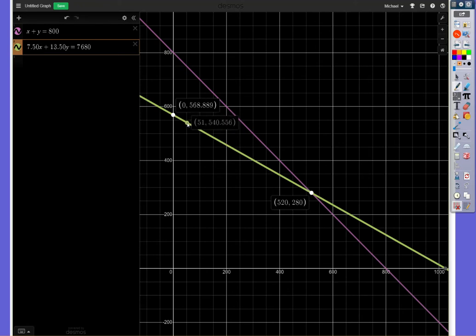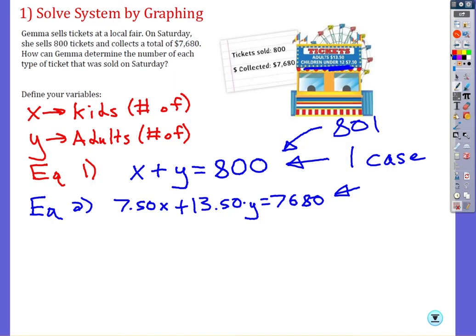800. And excuse me, I misspoke here. You could have 52 kids and 540 adults. That would make you the amount of money that you wanted, but as you can see here, if I can get back to that point, 52 plus 540 does not equal your total attendance of 800. So only this point satisfies the attendance requirement, this purple line, and the money requirement, this green line. So graphically, we have found the solution to this.